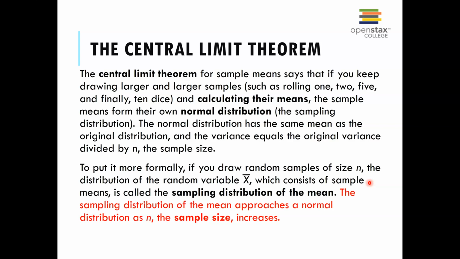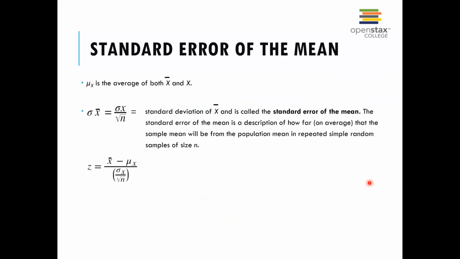The sampling distribution of the mean approaches a normal distribution when the sample size increases. All right, and so here's that same formula that we saw a second ago. Our standard deviation is going to be divided by the square root of the sample size, and that standard deviation is also called the standard error of the mean. And if you wanted to find your z-score, that would still be your data value minus your mean divided by your standard deviation.